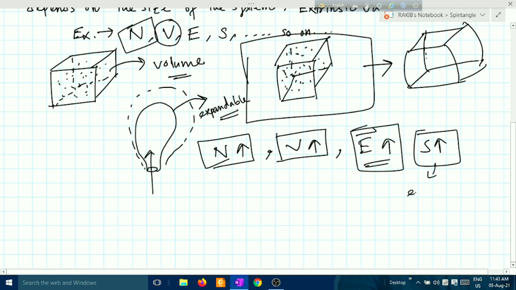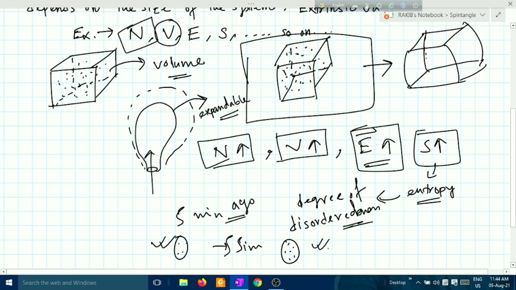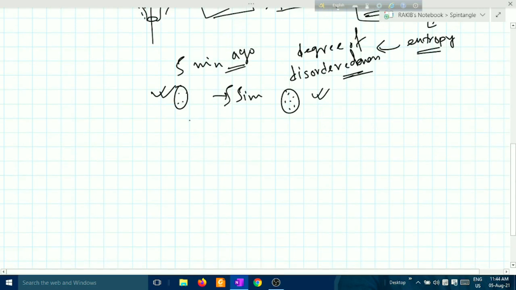Entropy increase means what? What is entropy? From the second law of thermodynamics, we know entropy is the degree of disorderedness. This is an important parameter, and the degree of disorderedness means how much the system has become disordered from its previous step. Say 5 minutes ago the system was in a state, and after 5 minutes the system undergoes a change, and its particles look like this. Say initially the system was in this state, and finally the system is in this state. Therefore, we can say that the entropy of the system increased. This is the basic concept of entropy.